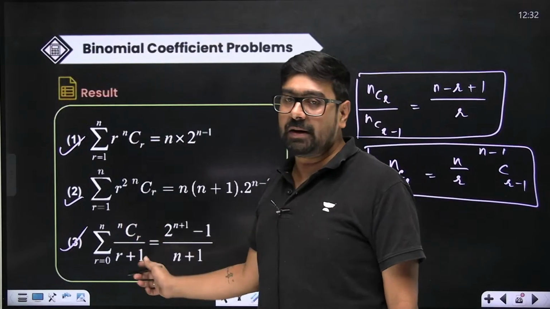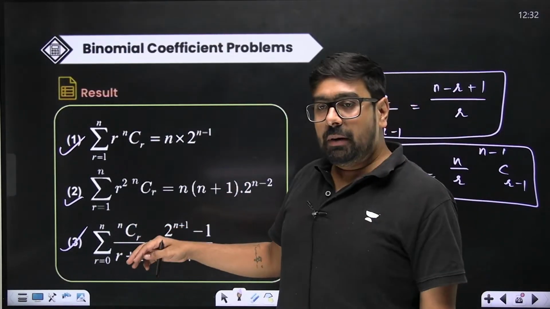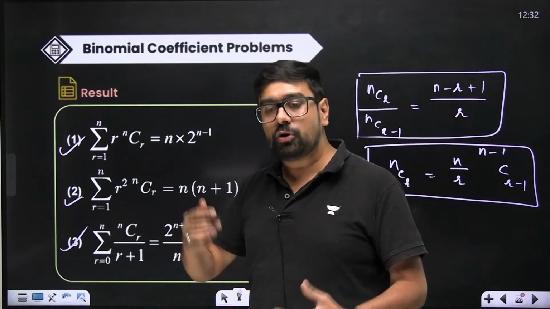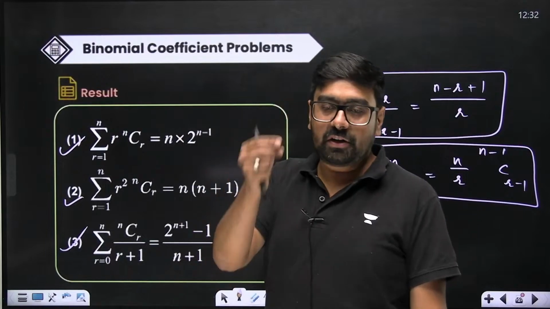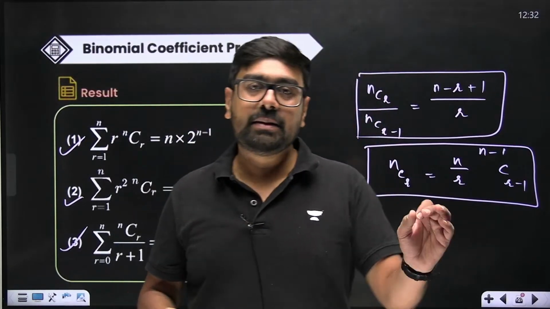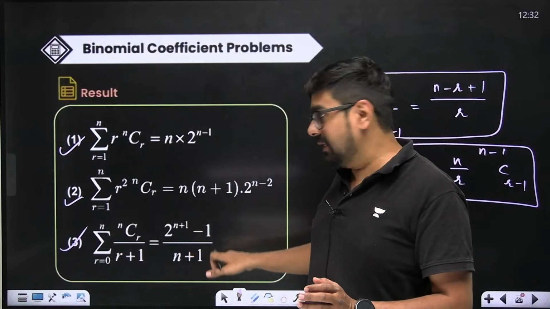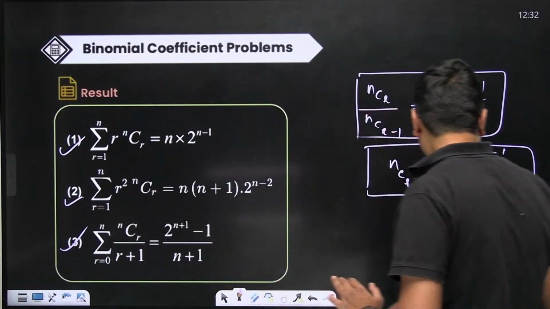nCr upon r plus 1, many times I've seen in JEE Mains questions, this is directly used, but students tend to leave that question or solve it in another way. So it's better that we remember. Summation of nCr divided by r plus 1 is simply (2 to the power n plus 1 minus 1, this minus 1 is separate) divided by n plus 1. Okay, this is one thing.